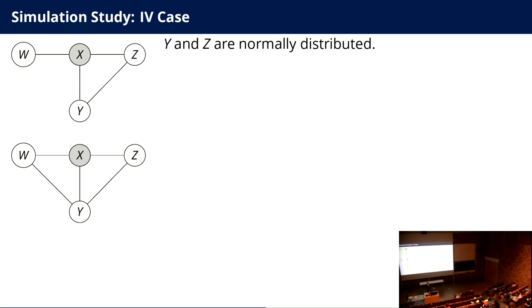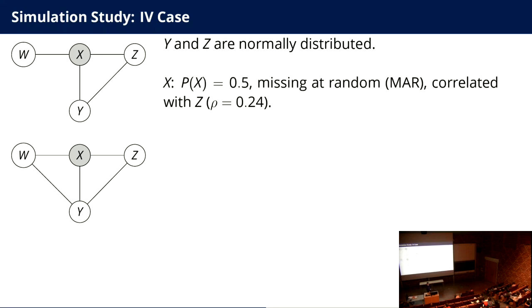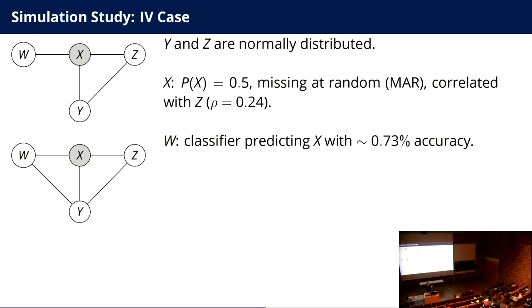So in the IV case, we simulate Y and Z that are normally distributed, and X, which is a Bernoulli variable, just a coin flip with probability 0.5, and it's going to be missing at random. We randomly have a sample of validation data, that's our X, and it's going to be correlated with Z. Then our classifier predicts X with about 73% accuracy. This is below the standard bar we would normally expect to see in published work that uses an automatic classifier for this kind of purpose. But part of the point here is that I think you can do that as long as you can correct for it and account for its errors.